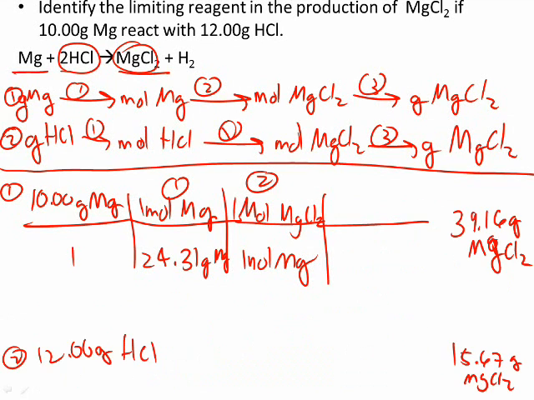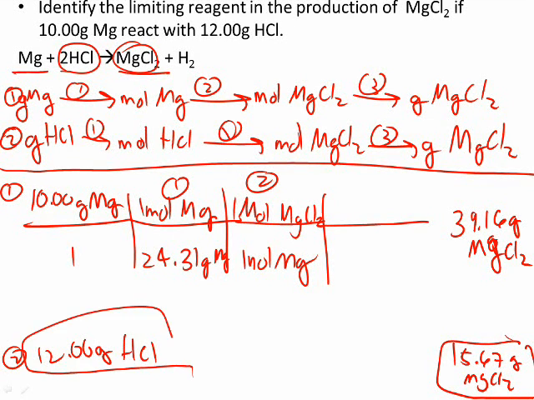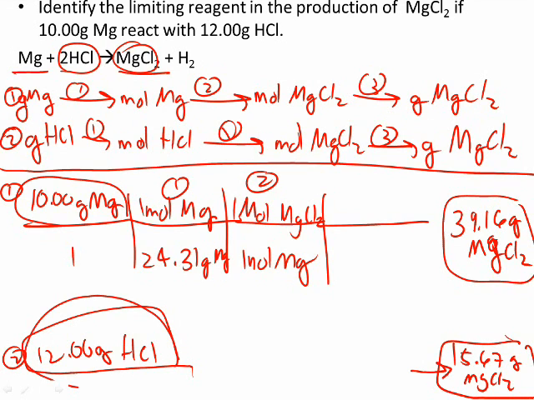Okay, and I'm sorry, my computer keeps crashing and just erasing everything, so all this data went away. But we multiply it out and we get 15.67 grams of magnesium chloride produced from 12 grams of hydrochloric acid, whereas the 10 grams of magnesium produced 39.16 grams. So this is the least amount, and hydrochloric acid is going to be the limiting reagent. That's the limiting reagent because it produced the least amount of magnesium chloride.